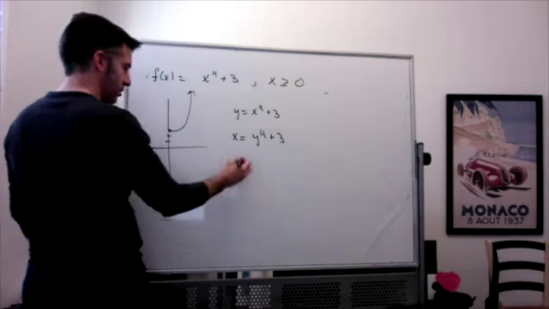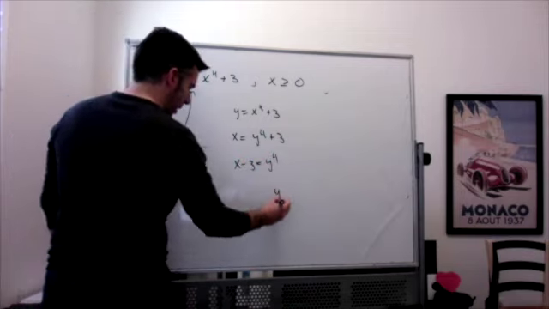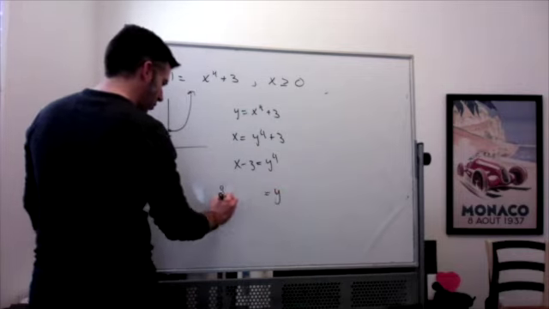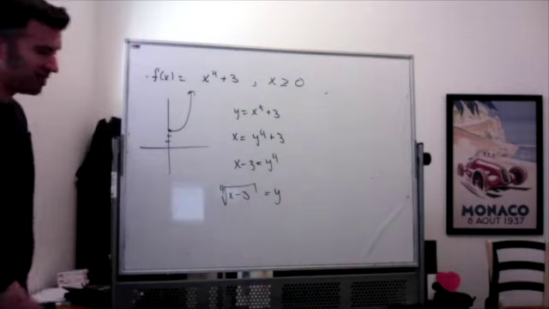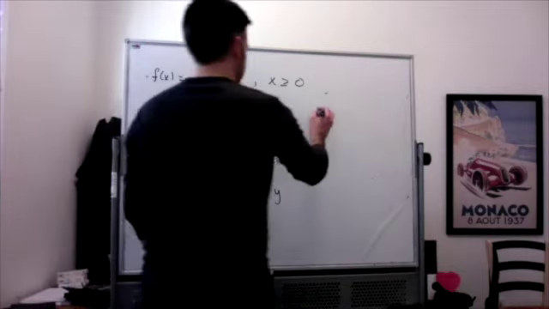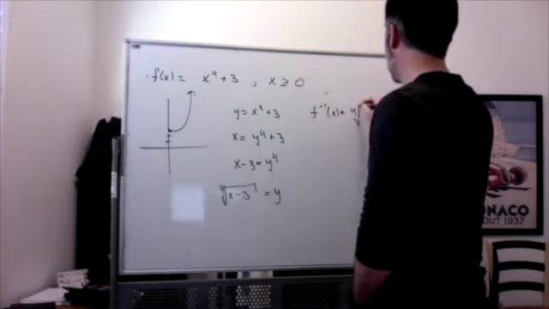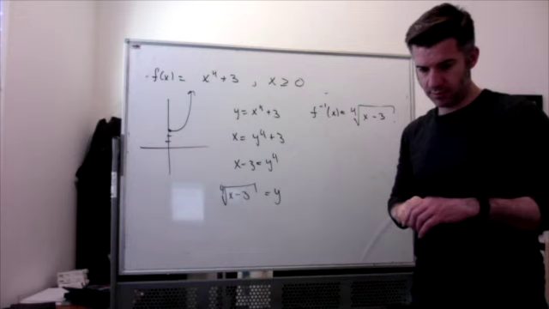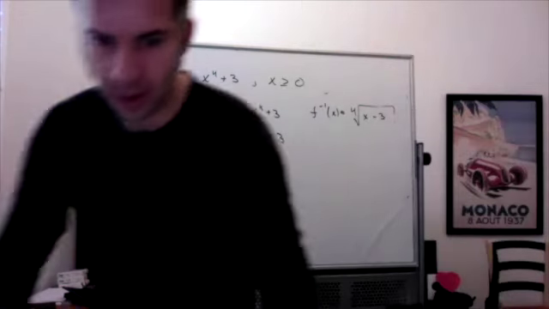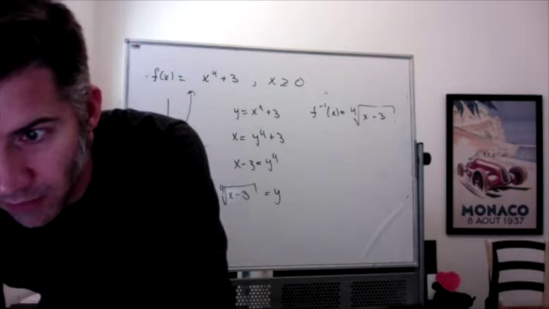We solve for y, so you get x minus 3 equals y to the fourth. And then y is going to equal the fourth root of x minus 3. And that's it. Oh, I should say, and then f inverse of x is the fourth root of x minus 3. That's it. Okay. So let's go ahead and move on to talking about the difference quotient.